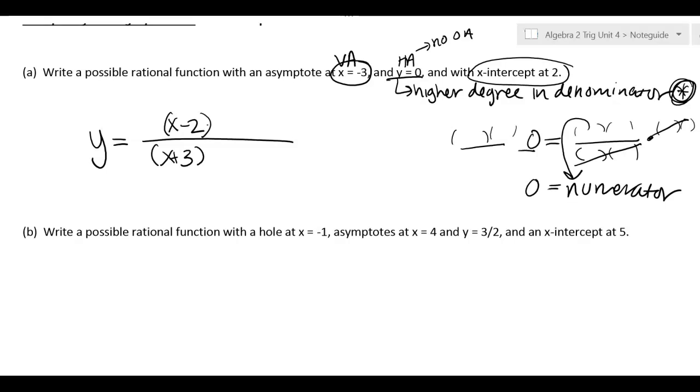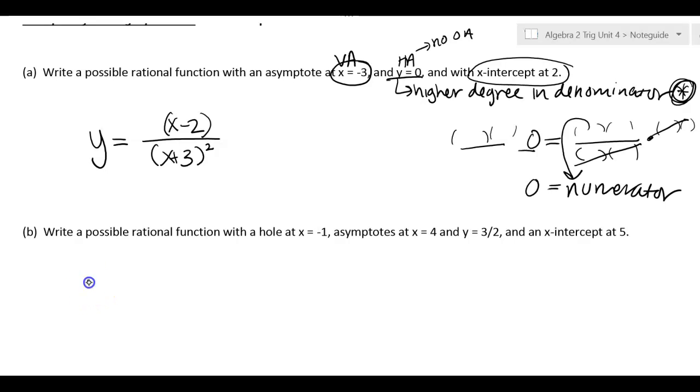If this was your equation, would you have a horizontal asymptote at 0? No. So I can make the degree higher in the denominator by just going like that and not changing any of the info. Does that work for everybody? Okay. Now, the answers will vary, but I should see an x plus 3 in the denominator. The denominator should have a higher degree, and something in the numerator that would, when set equal to 0, give me 2 for the x-intercept, okay?